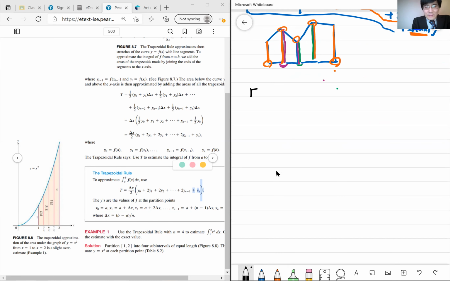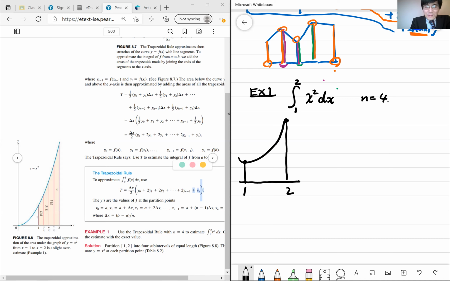Okay, so let's apply the trapezoidal rule to a simple function. Example 1: use the trapezoidal rule with 4 subintervals to estimate the integral from 1 to 2 of x squared dx, with n equal to 4. The curve itself really doesn't matter. We just draw the picture. Here is 1, and here is 2. Split into 4 subintervals of equal length.